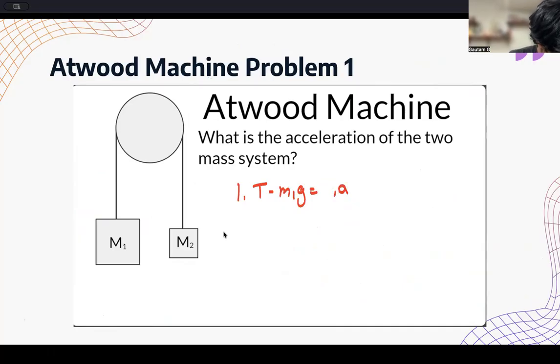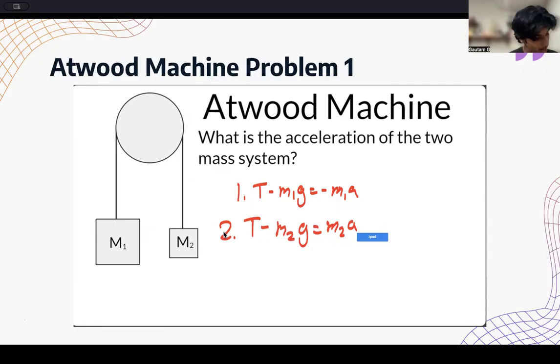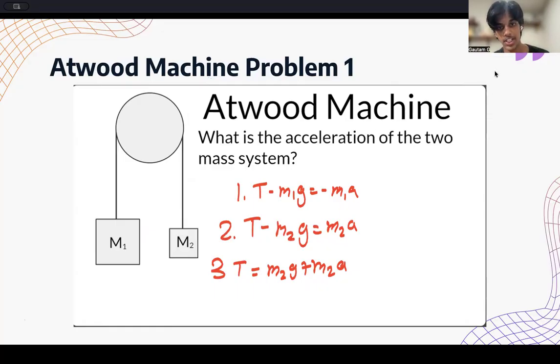Sorry, it's negative a. Negative m1a. Step two, it's the same thing. M2g equals m2a, right? And now we just have three. We're gonna solve for this t by adding m2g on each side, right? If we just add this, because we're trying to get rid of t. We're just trying to solve in terms of g and both masses, correct?